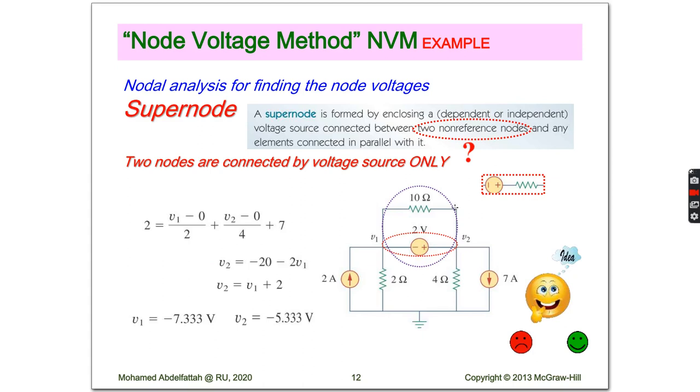Also, if you have any other parallel branches with a voltage source, it's still a supernode, and you can follow the same technique. But if we find the voltage source in series with another resistance, then it's not a supernode anymore. You could solve it, but you have to consider the potential difference due to this one.